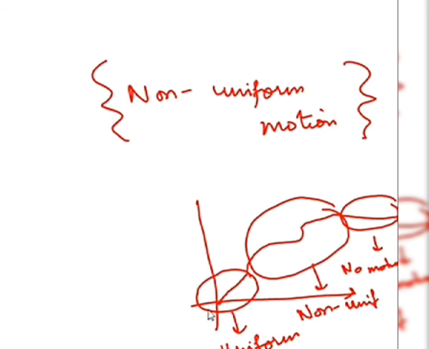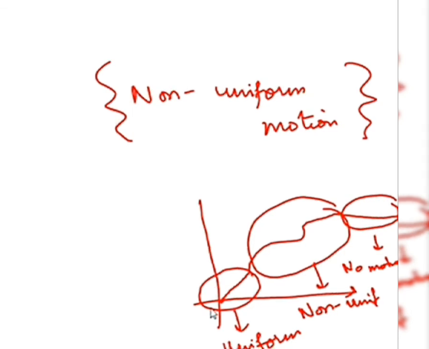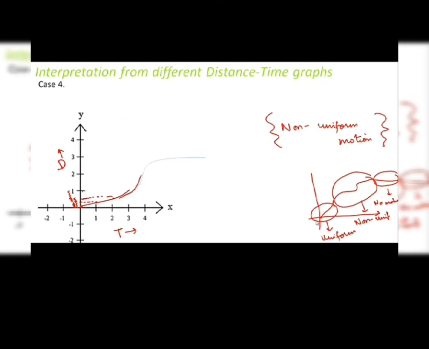This is how we can interpret the motion of an object by looking at distance time graphs, or you can say position time graphs.